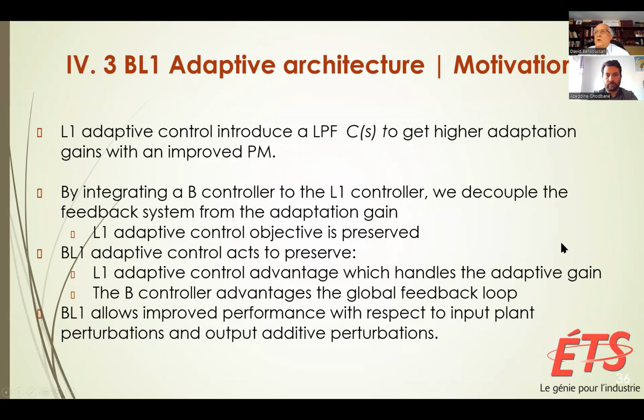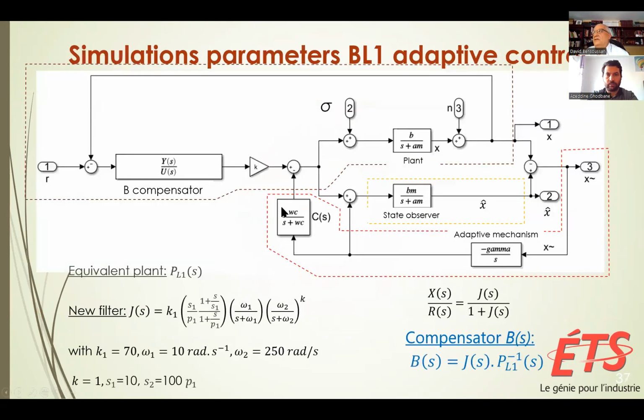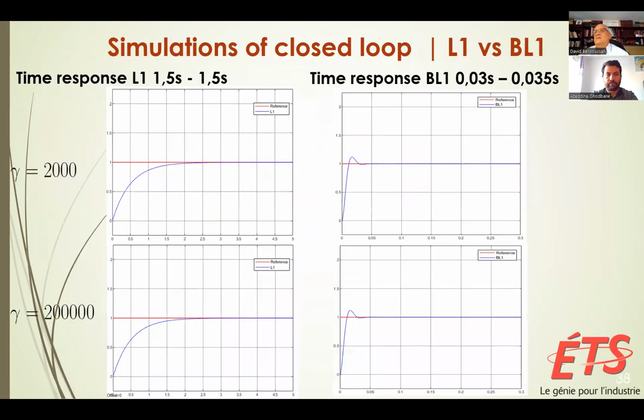Now, BL1 tries to integrate L1 adaptive control and the H-infinity control. To do that, we have here a system. This is the L1 controller, and I'm going to consider this as a plant, and this is my compensator. As you can see here, this is one scheme possible. There are many architectures possible, but with this architecture, we get something like that.